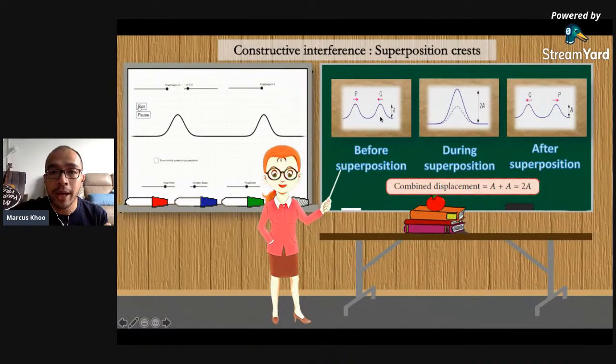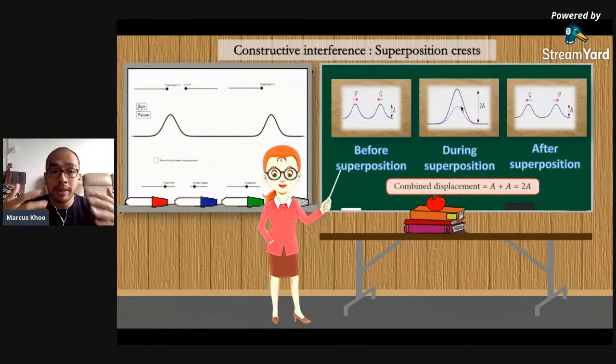So kalau di sini dia punya amplitude adalah A, here also the amplitude is A. So during the superposition, it will be combined, 2A. So A plus A is 2A. Very simple, right? Constructive, membina. Dia mesti menjadi lebih besar.